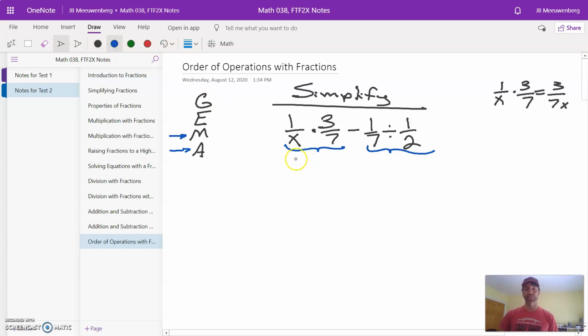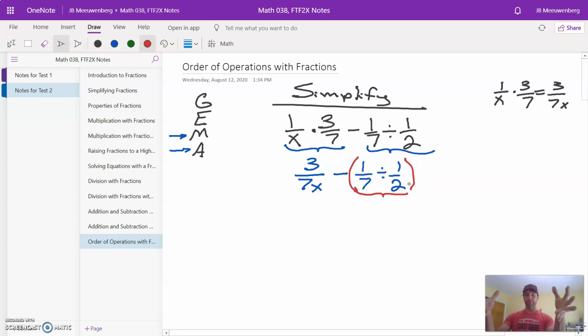It is 3 over 7x. 3 over 7x. I'm going to just write the rest of the problem. 1/7 divided by 1/2. So now I'm going to do this other part, right? This division part. This sign right here is minus. So it's almost as if there are parentheses grouping that part of the problem together. Okay, so I'm just going to focus on this part.